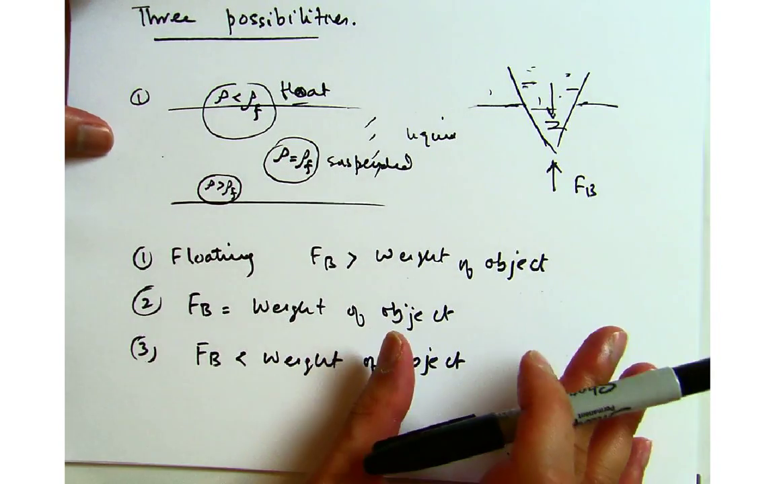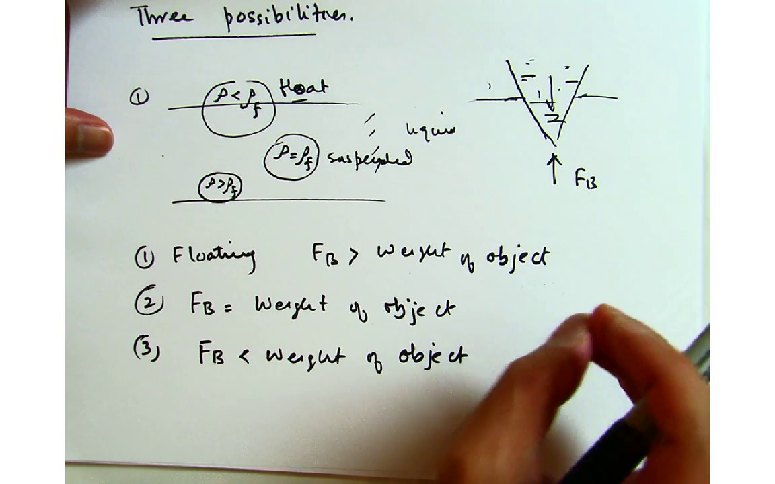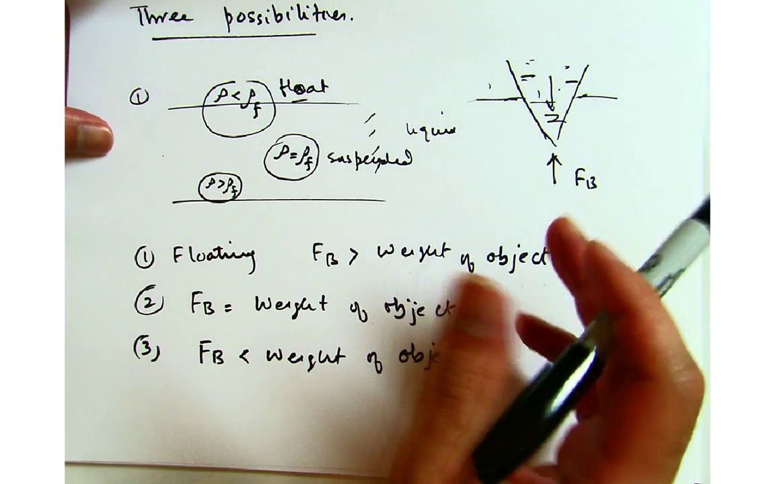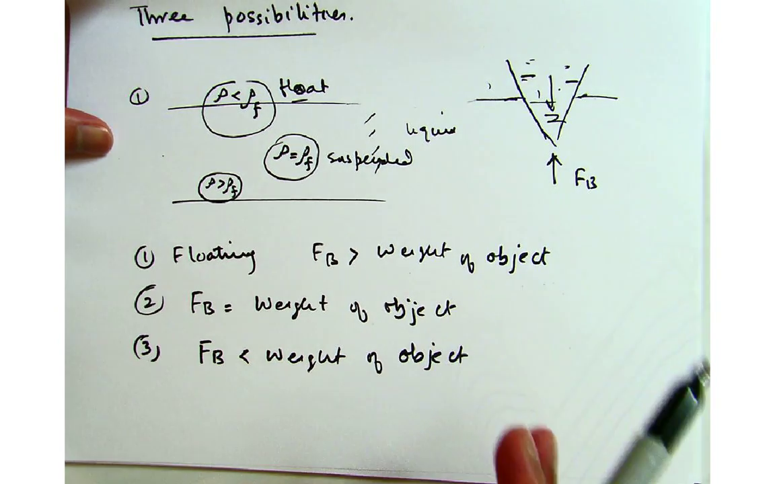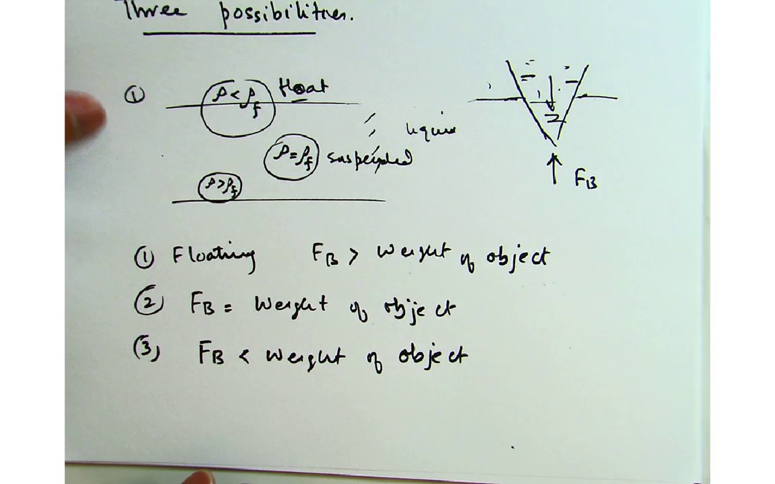For small objects, surface tension will let them float, but for big objects, it's only the buoyant force which will let them float.